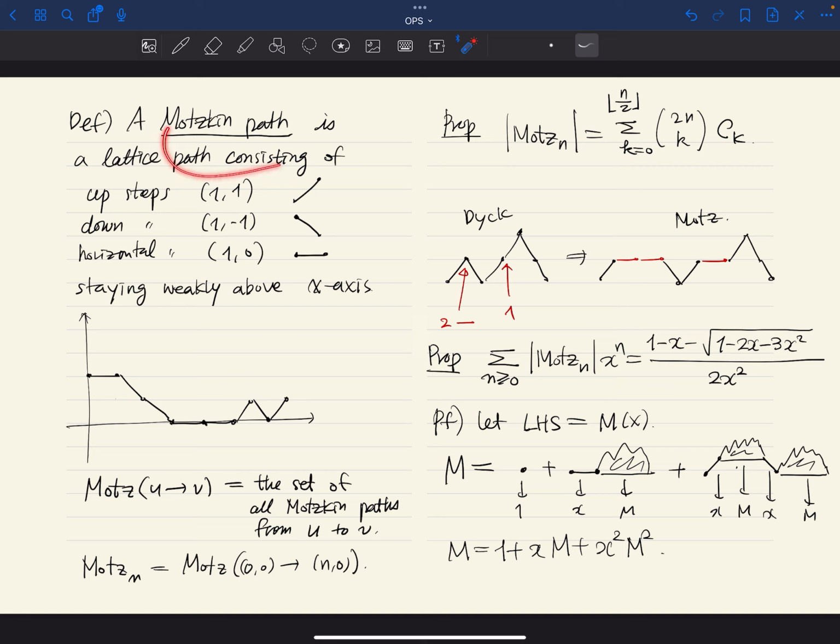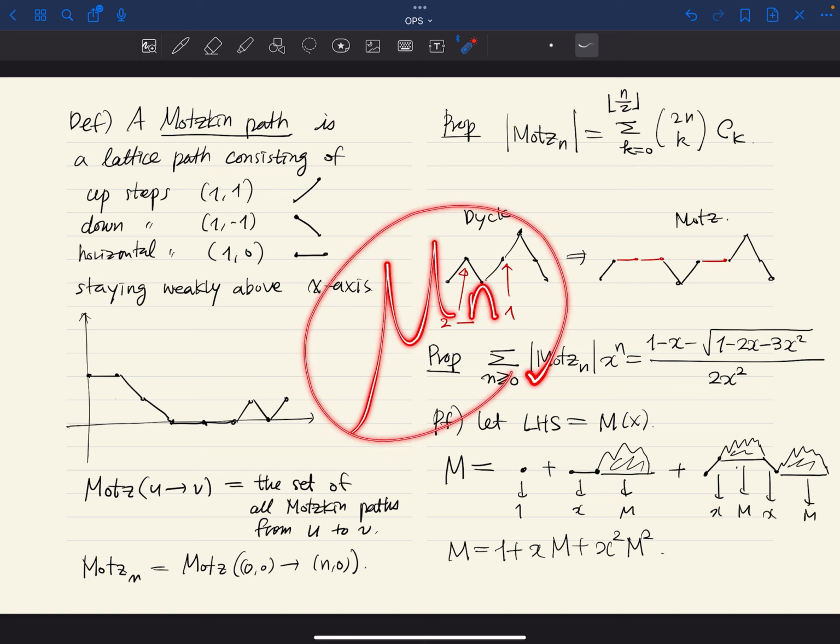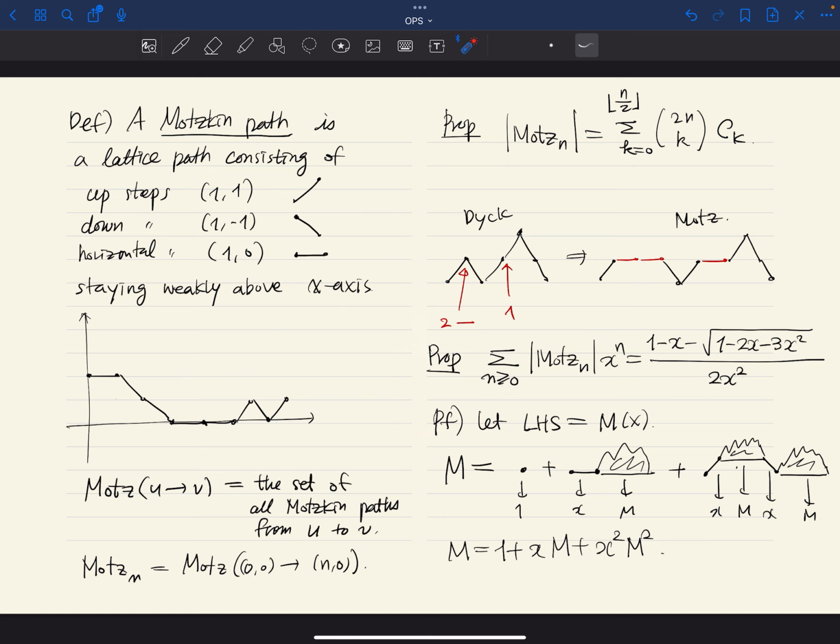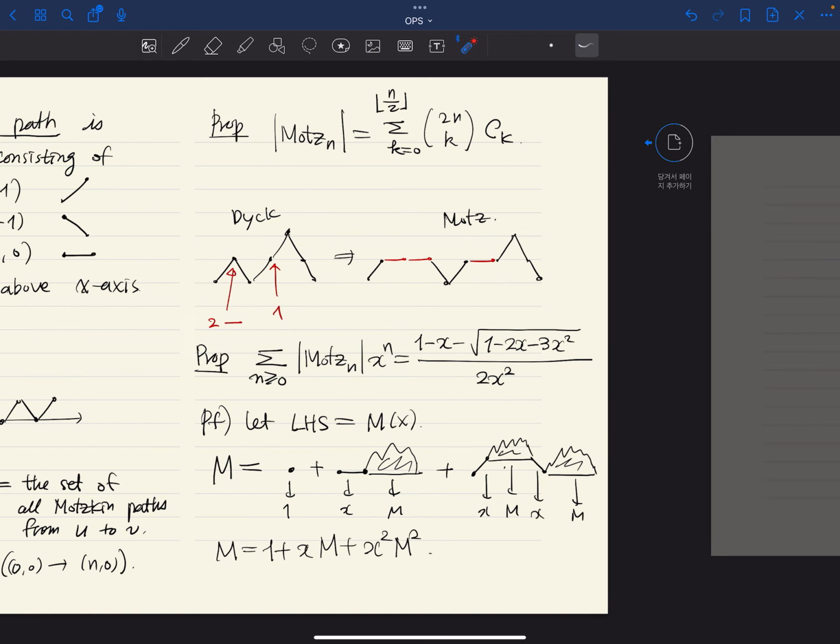So the Motzkin path will be a very, very important object in our study of combinatorics of orthogonal polynomials. Because we will see later that the moment of an orthogonal polynomial is going to be a generating function for Motzkin paths with some weight. We will see that later. So this will be a useful tool.